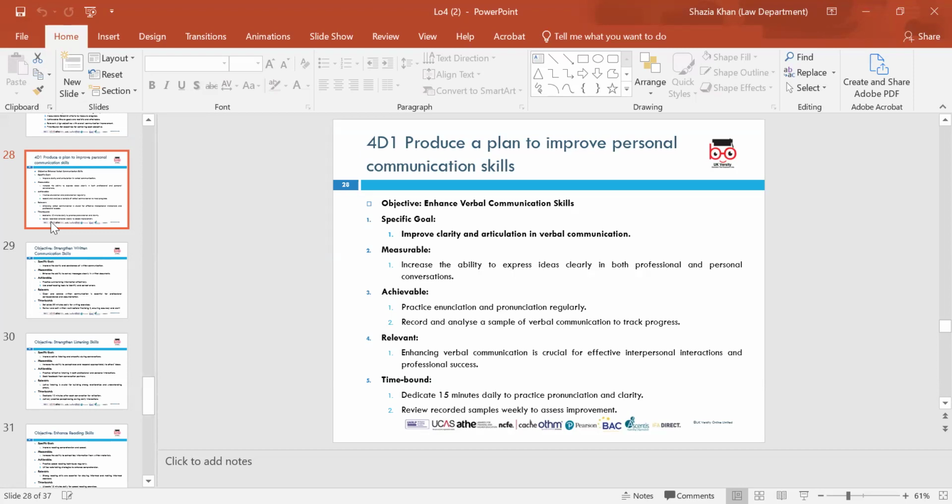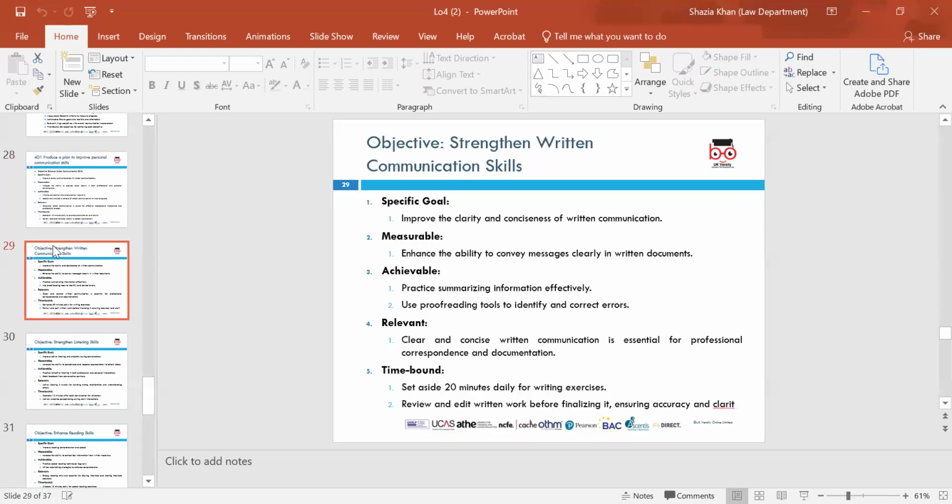Achievable is to practice enunciation and pronunciation regularly, and also record and analyze a sample of verbal communications to track your progress and see how well you're getting on. Relevant, enhancing verbal communication is crucial for effective interpersonal interactions and professional success. And the time-bound, dedicate 15 minutes daily to practice pronunciation and clarity, and review recorded samples weekly to assess any improvements that have been made.